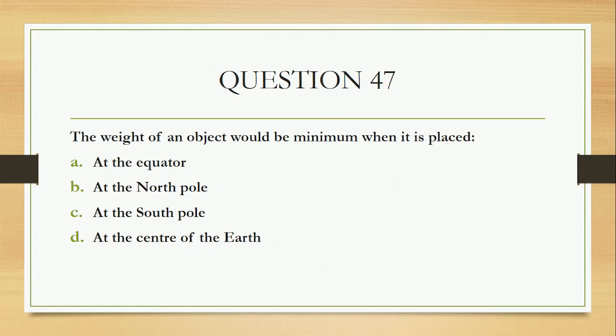Now the next question is, the weight of an object would be minimum when it is placed, option A, at the equator, option B, at the North Pole, option C, at the South Pole, or option D, at the center of the earth. And the correct option is option D, at the center of the earth.